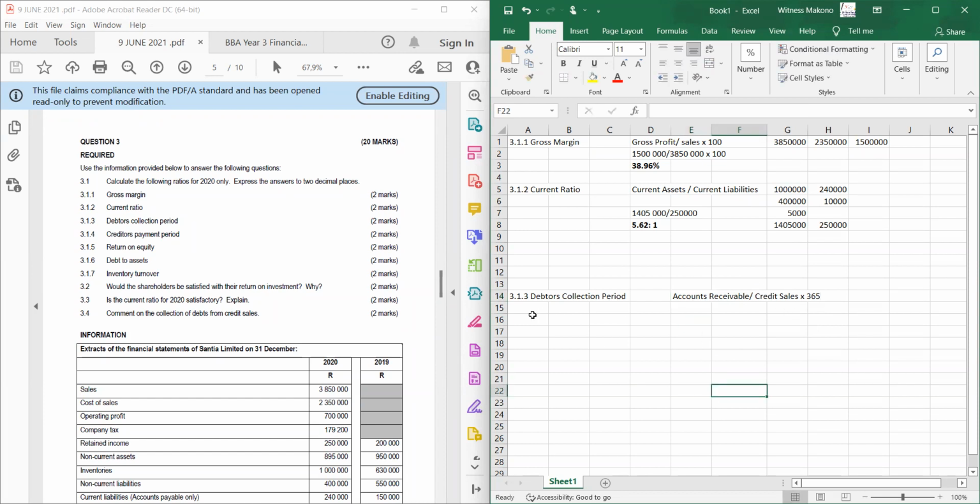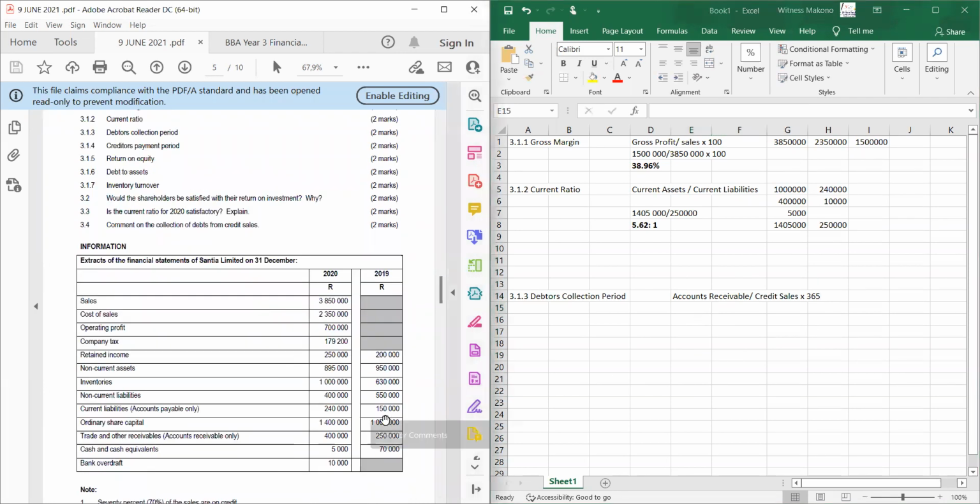Right. So you come here. What is your accounts receivable? We have it already. Accounts receivable is given. It's 400,000. Do you see that? Here is accounts receivable. Then your credit sales.